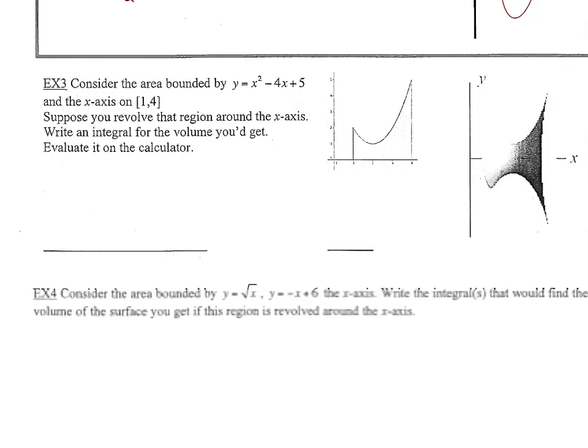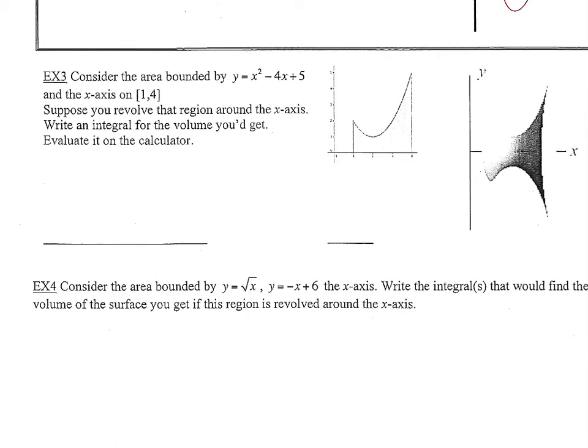Alright, so an example here. We're taking the area bound by y equals x squared minus 4x plus 5 from 1 down here out to 4 here. And when we rotate this around the x-axis, we get a shape that looks sort of like a bugle, if you will.